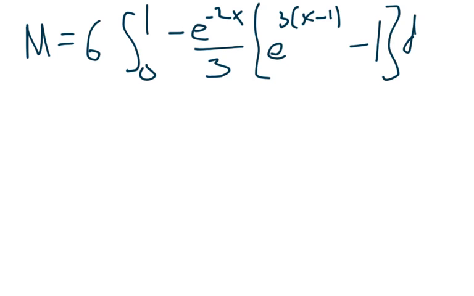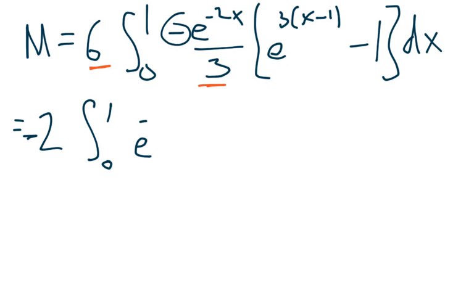I'm still going to have to integrate with respect to x. I get 6 over 3, which is just 2, right? 6 over 3. Bring that out to the integral from 0 to 1. I'll bring out my minus sign as well.